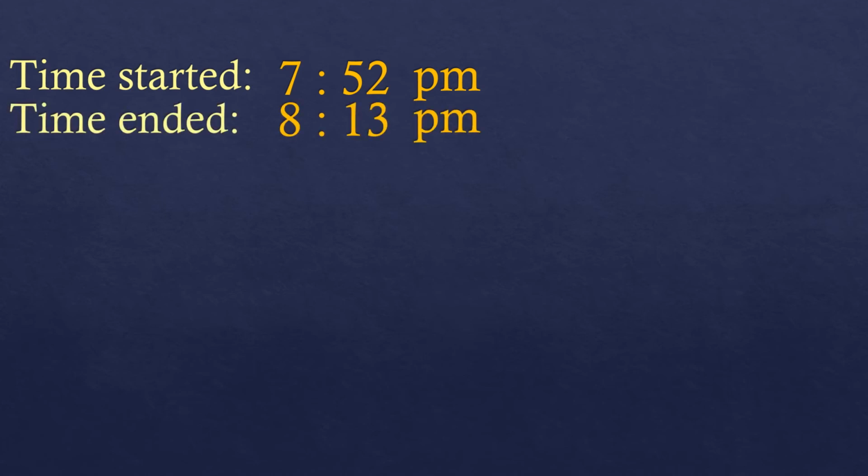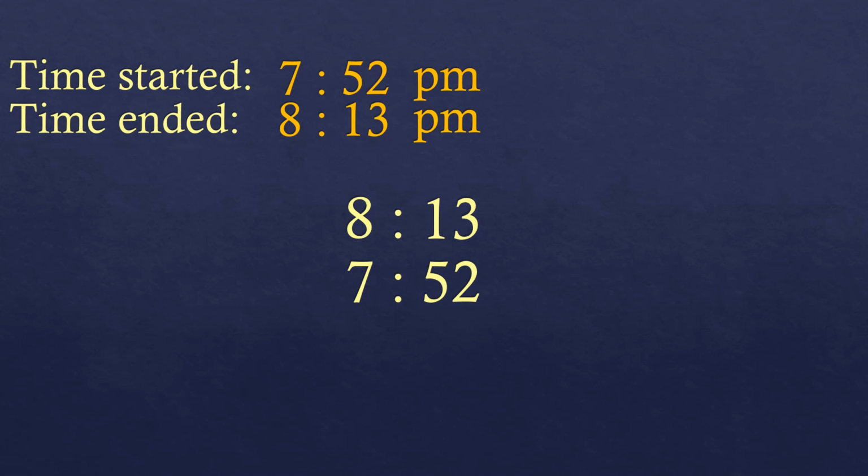So let's have another example. We have time started at 7:52 in the evening, and time ended at 8:13 in the evening. So what's the elapsed time or estimated elapsed time for this? So let's arrange it first with the time ended minus the time started. So before we subtract, we are going to round off to make it easier for us to subtract, because that's the main reason why we estimate, to make it faster.